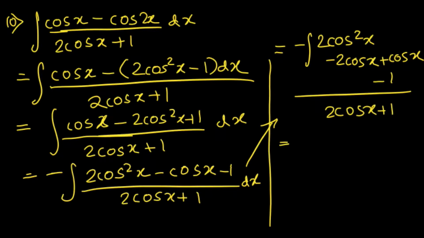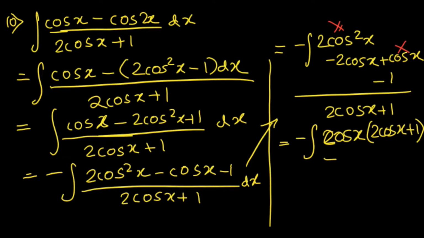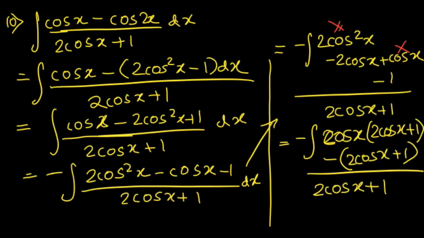So on taking common from the numerator, common from this term and this term, what we will get is minus integration of 2 cos x, let me take cos x common, so 2 cos x plus 1. And there is nothing to take common from the second two terms, so I am directly taking minus common, so 2 cos x plus 1 obviously, and then in the denominator 2 cos x plus 1. Let me just rub the board.